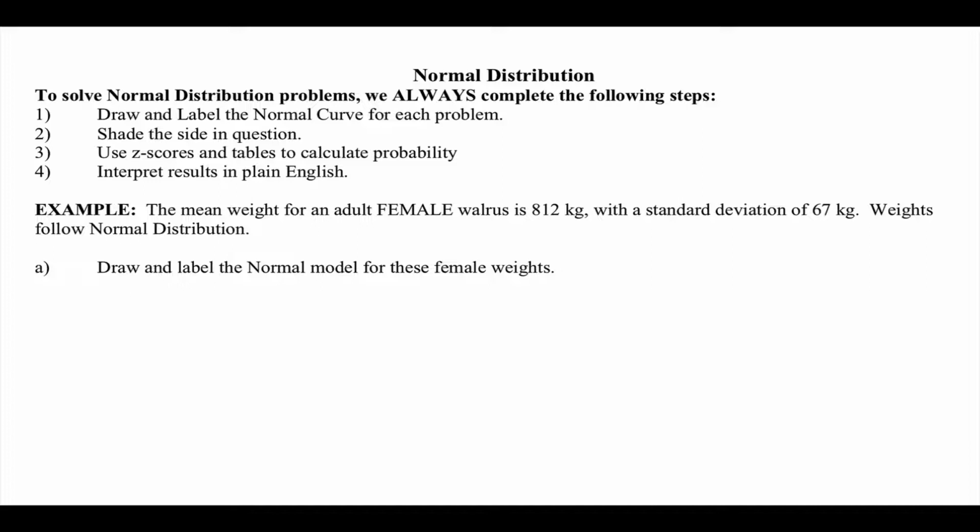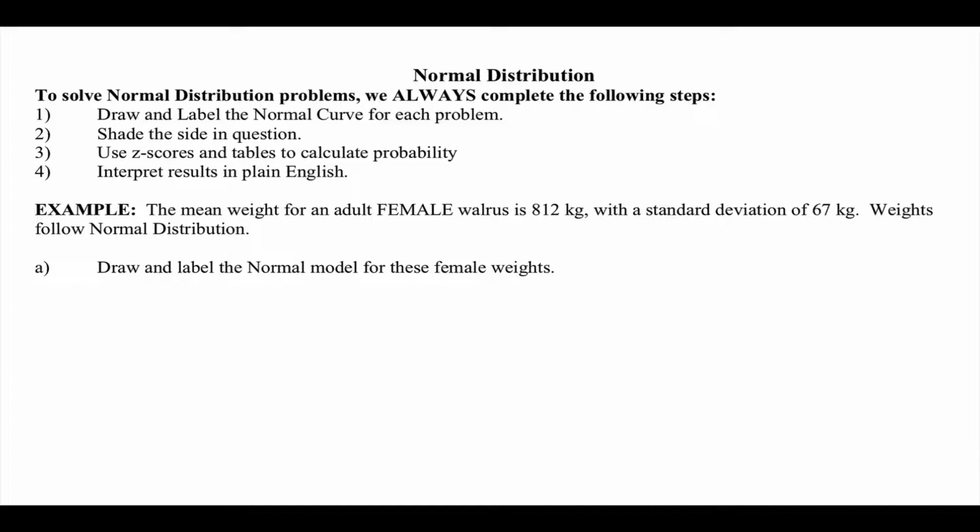Okay? So the first thing you have to do is draw and label a normal curve. That's the first thing. Draw a curve, label it. We'll do some together, but we're going to do all of these steps together. Second, shade. They'll say shade greater than or less than or in between. They'll always tell you where.